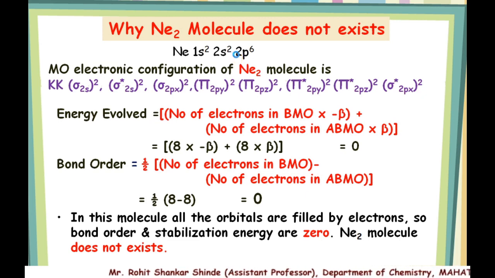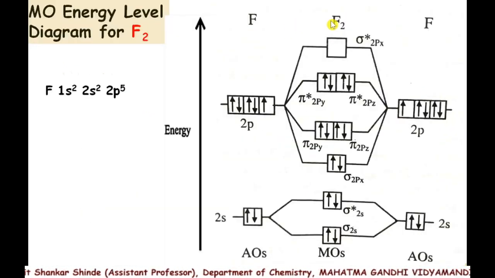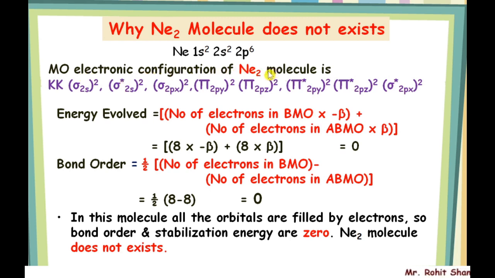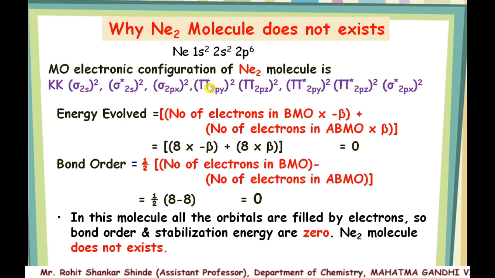While filling up the electrons in the molecular orbitals, all the molecular orbitals are completely filled. In case of the Ne2 molecule, all the orbitals are filled by electrons. Its expected molecular orbital electronic configuration should be KK, sigma 2s2, sigma star 2s2, sigma 2px2, pi 2py2, pi 2pz2, pi star 2py2, pi star 2pz2, and sigma star 2px2.